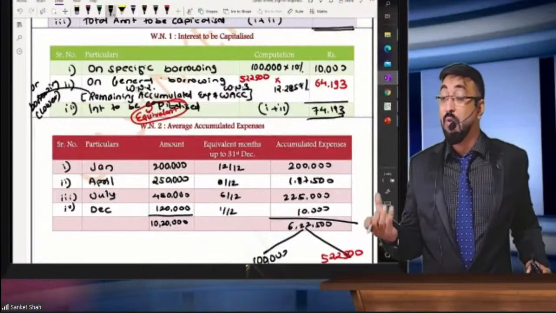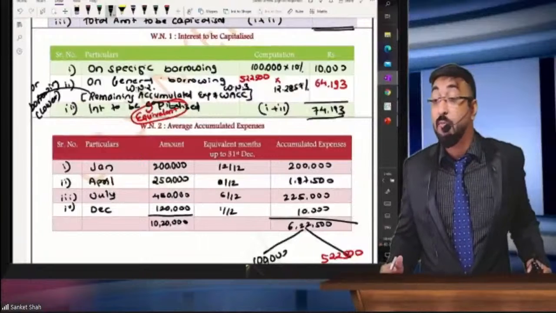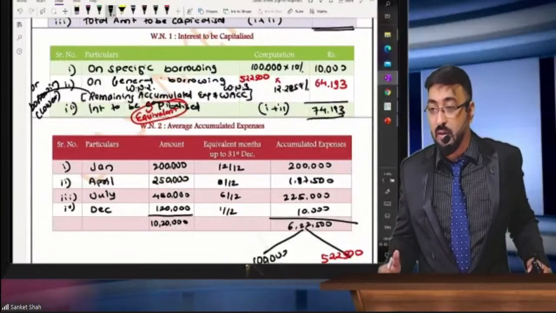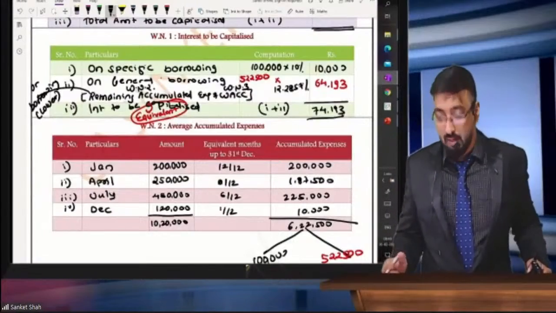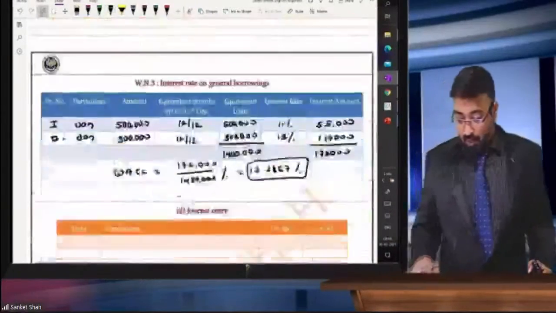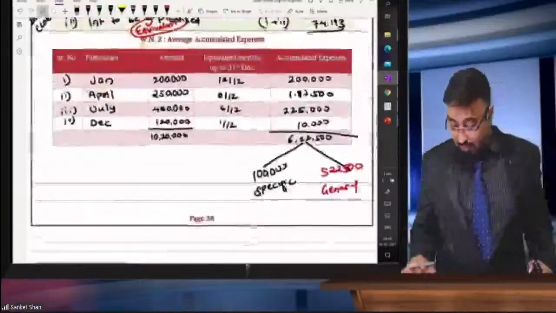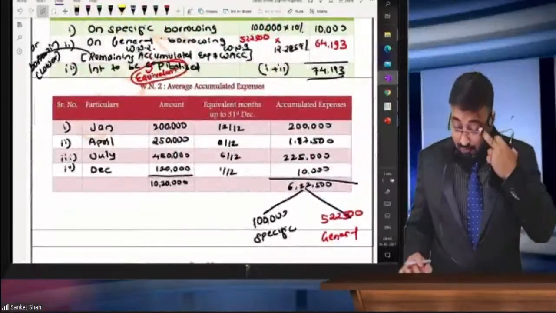Beta, you are understanding only that a PPT gives a very neat and clean way. Presentations are very easy, but it takes a lot of time, beta. 74,193. I hope you got the answer. So 74,193 is the total amount.